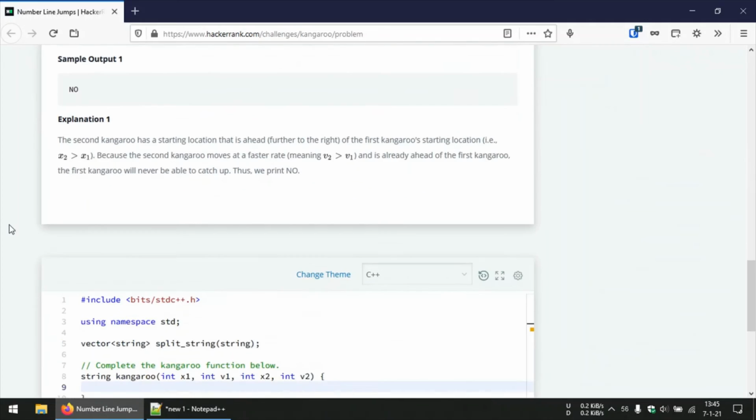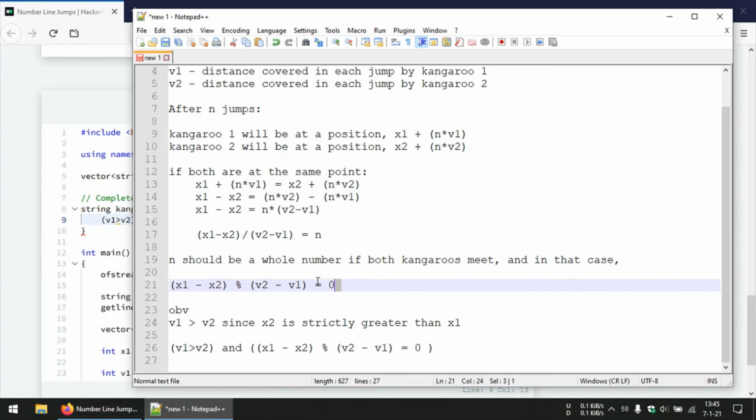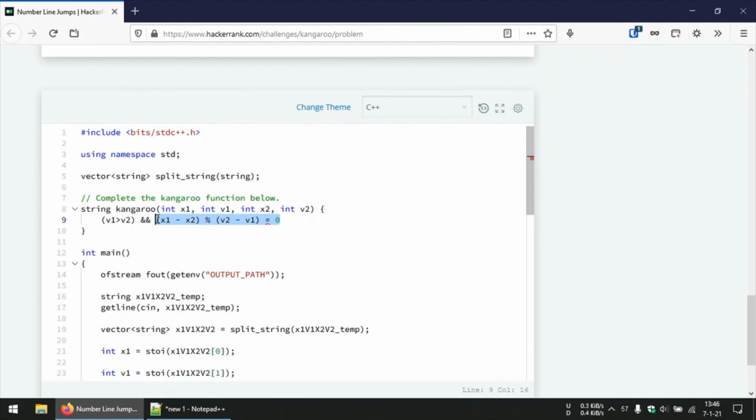So let's start with the code. First we'll check for the obvious condition, which is that v1 must be greater than v2, and then we'll check this condition, which is that the modulus of these two values should give us 0. In this case we can return yes. If not, we'll simply return no. So this should work fine.